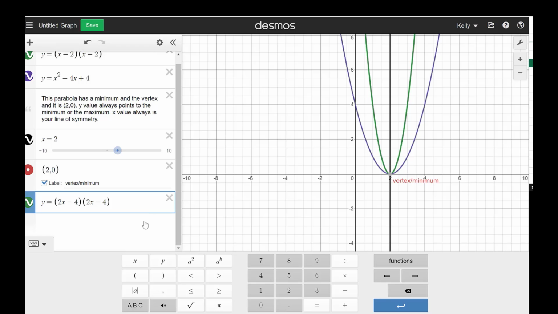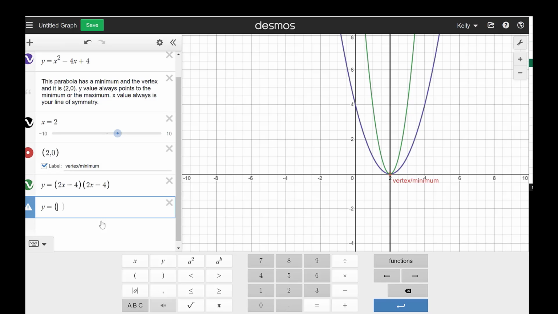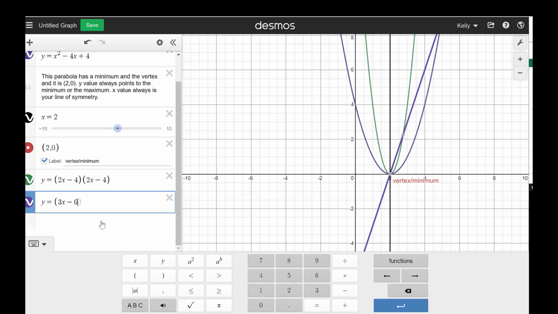Let's throw in a couple more. Let's just triple the original. So let's do y equals 3x minus 6 times 3x minus 6. Look at that. You have another equation there, okay? So you're seeing the idea of what I'm talking about. Let's take and look at what would happen, so those are both stretched vertically.